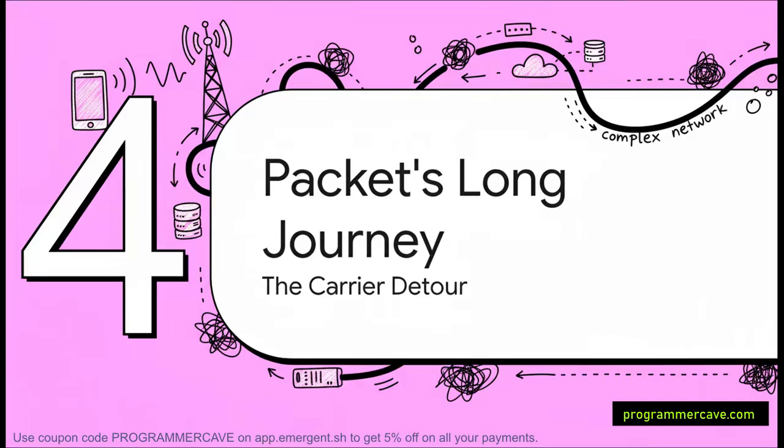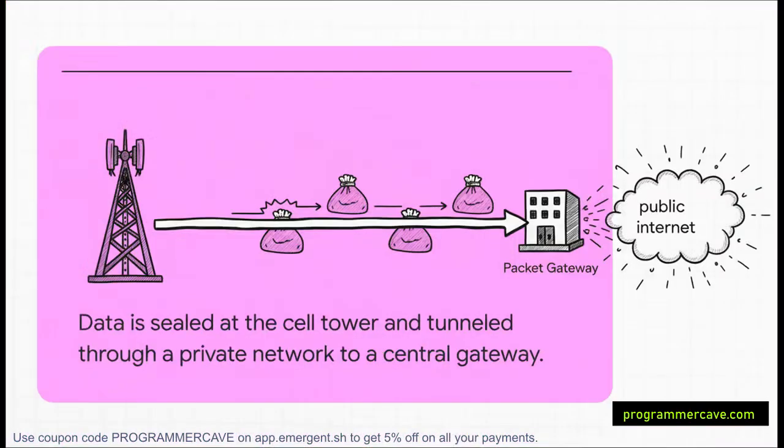You might think it goes from your phone to the nearest tower and then straight out to the internet. The reality, though, is way more complex. It involves a really long journey through the carrier's own private network. The best analogy for this is a diplomatic pouch. When your data hits the cell tower, it gets sealed up. The tower can't just route it directly to the internet. Instead, it has to send this sealed pouch through the carrier's own private postal system all the way to a central hub, a packet gateway, which might be in a totally different city. Only when it gets there is the pouch finally opened and sent out to the public internet.